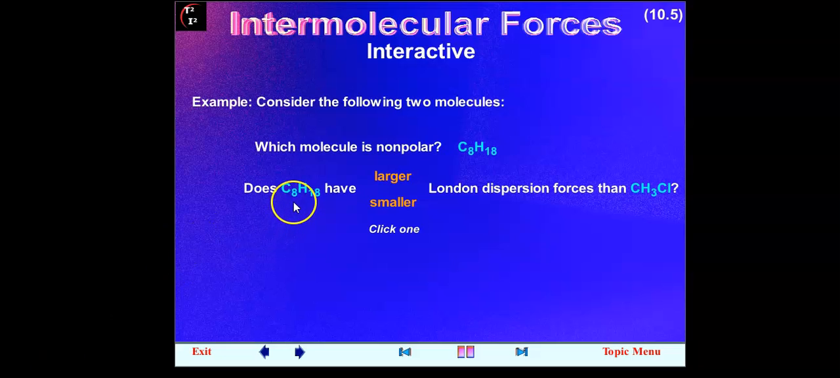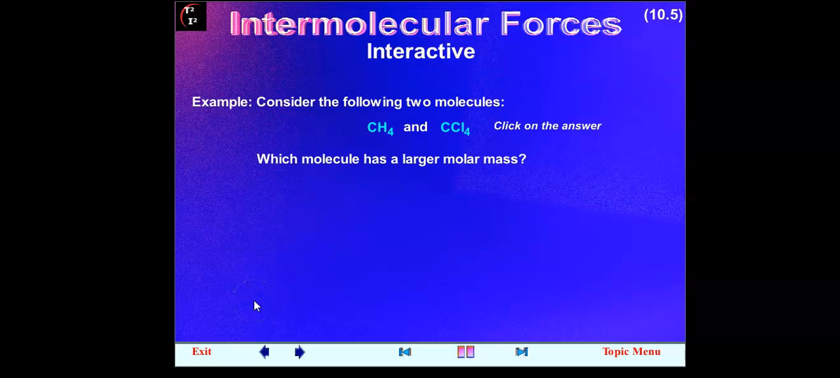Does C8H18 have larger or smaller London dispersion forces than CH3Cl? How do you know which one has the larger London dispersion forces? You have to look at the molecular mass. The molar mass of this is greater than this, so this one will have larger London dispersion forces.